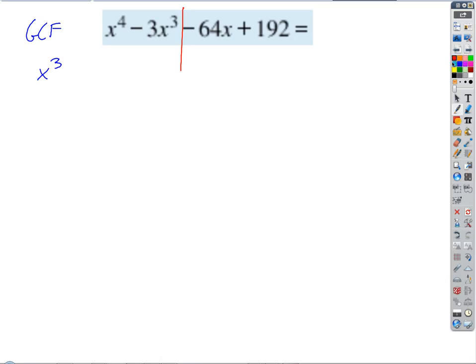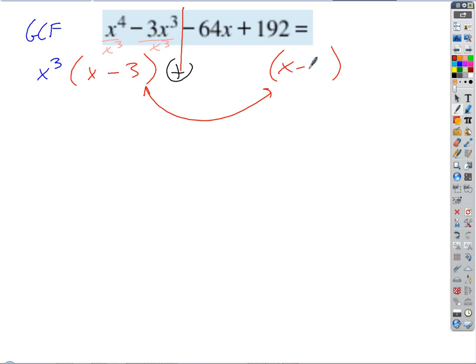Whatever goes here, would you agree that whatever goes there is also gonna go there? Okay, we can already start thinking ahead a little bit, right? Those go together. So what is left behind? If I divide both by x cubed, I'm just gonna get x, right? X to the 4th over x cubed is x. 3x cubed over x cubed is 3, so I get x minus 3.